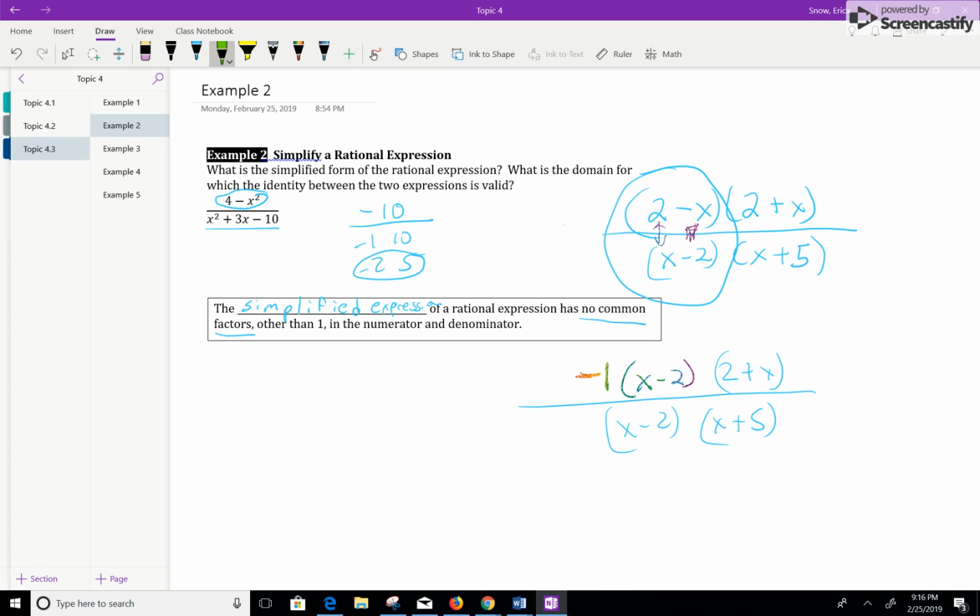And so when we write the rest of our expression, we now have this factor and that factor that are the same. And so they will cancel. And so our simplified version is going to be -1 times x plus 2 over x plus 5.